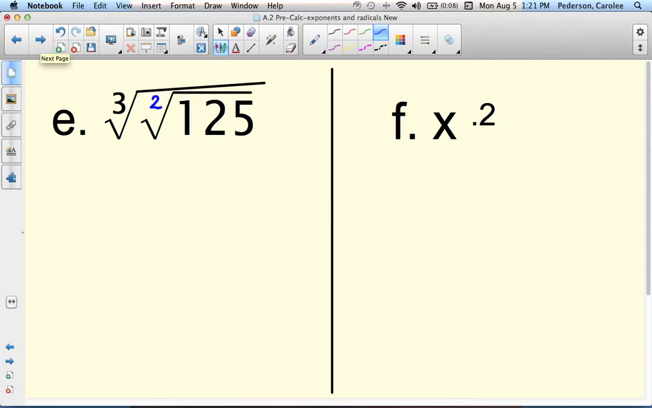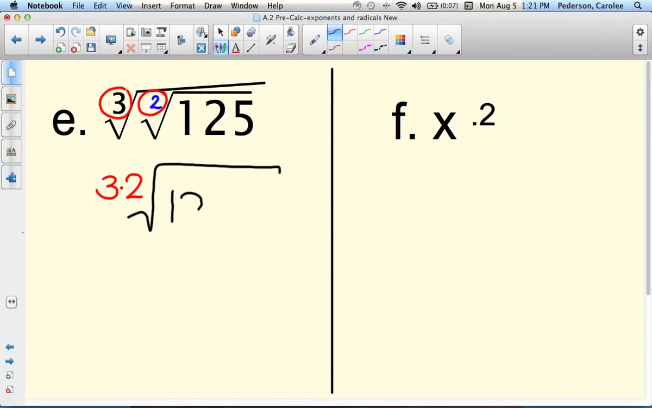The rule is if you have a radical inside a radical, you multiply the two indexes together. So you're going to have 3 times 2, and then radical 125. Now 3 times 2 is 6. So we call this the 6th root of 125. Then you see if you can break down 125 from there.